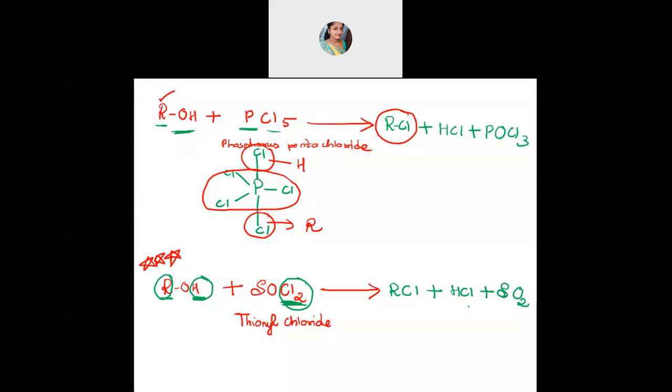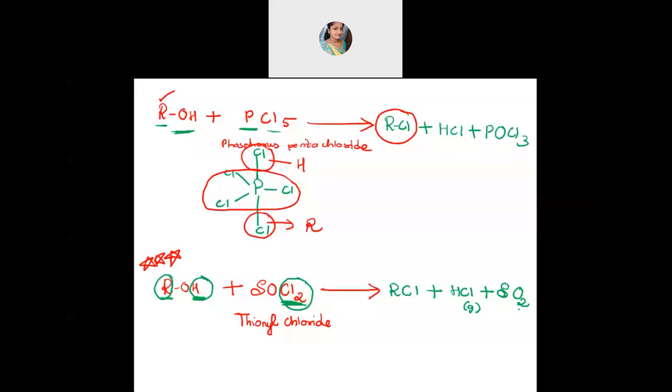Students, I know in the lab you have seen HCl in liquid form, but HCl by nature is a gas. HCl is passed through water and the hydrochloric acid solutions are prepared. Otherwise, HCl by nature is a gas, and sulfur dioxide, you also know, is a gas.